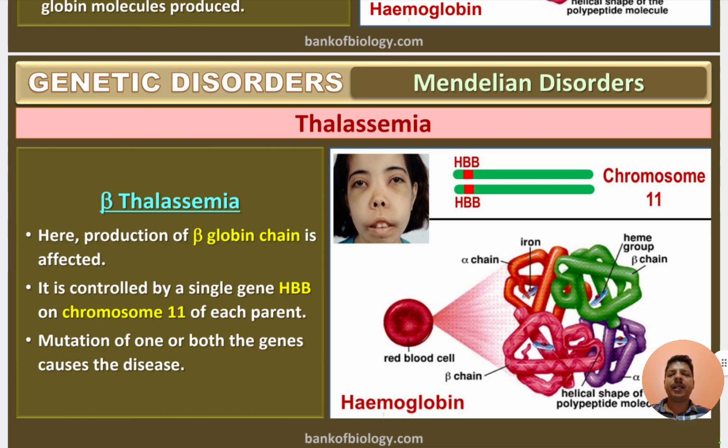Coming to beta thalassemia, here production of the beta globin chain is affected, and it is controlled by a single gene, HBB, on chromosome 11 of each parent. Mutation of one or both of the genes causes the disease.